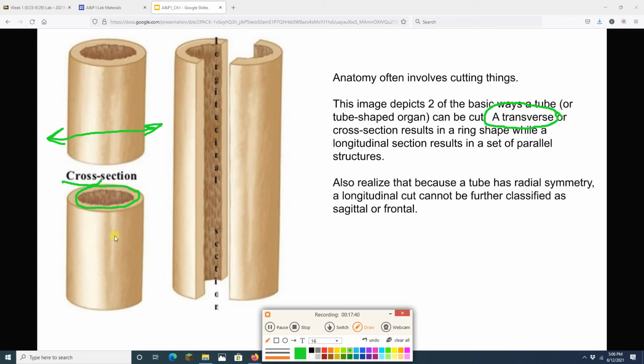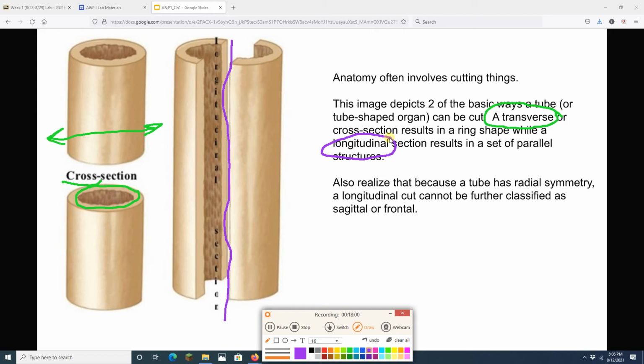Now, if you don't want to cut across the short axis, you can make a cut on the long axis of the tube. That is called a longitudinal cut.